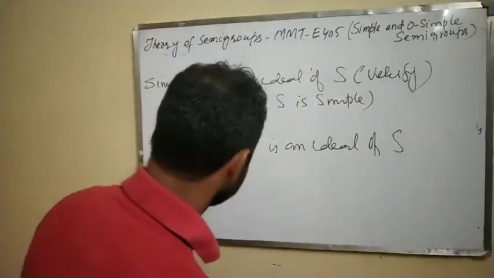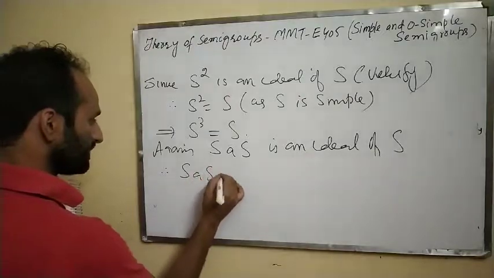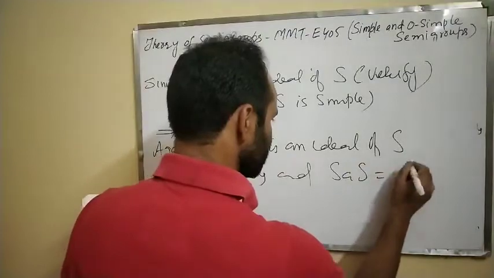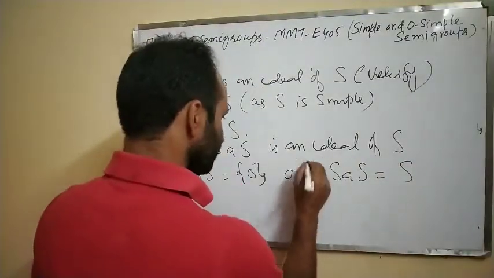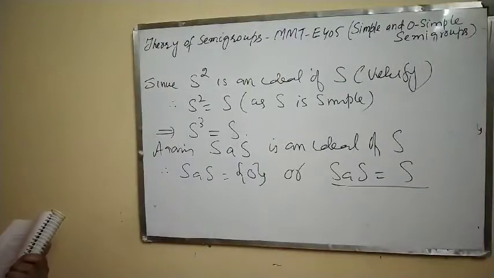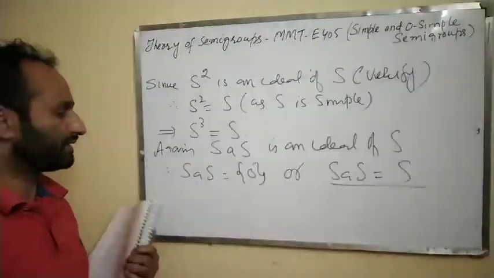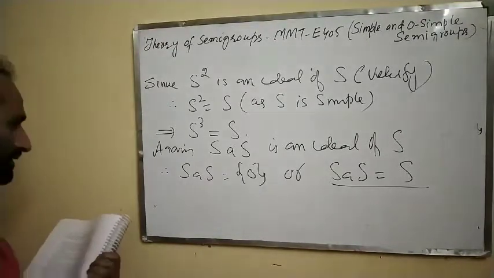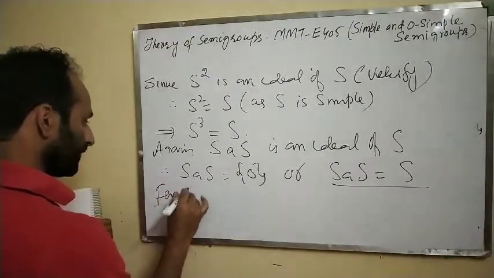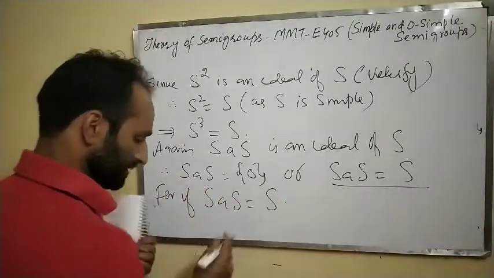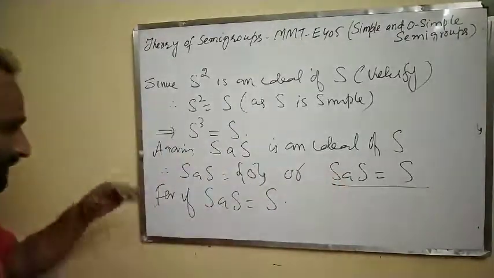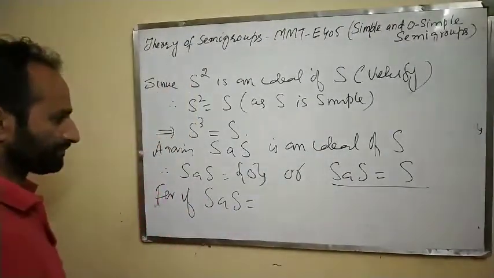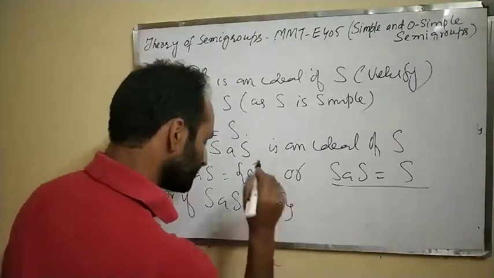Therefore SAS is equal to 0 or SAS is equal to S, because it has only two ideals. We need to show that SAS is equal to S. So that means we have to negate the other case. So if possible, suppose SAS is equal to 0, let's see what happens.